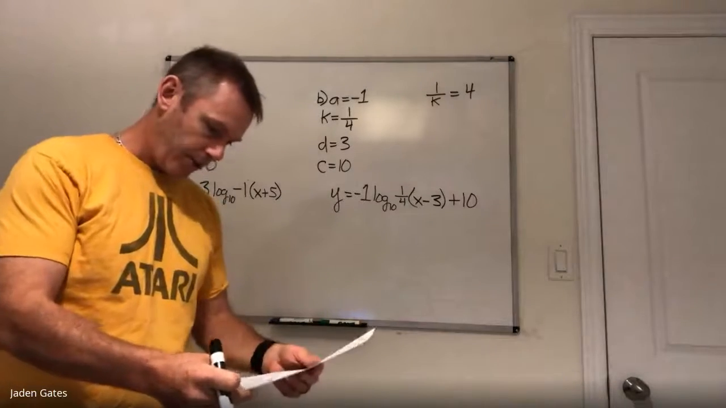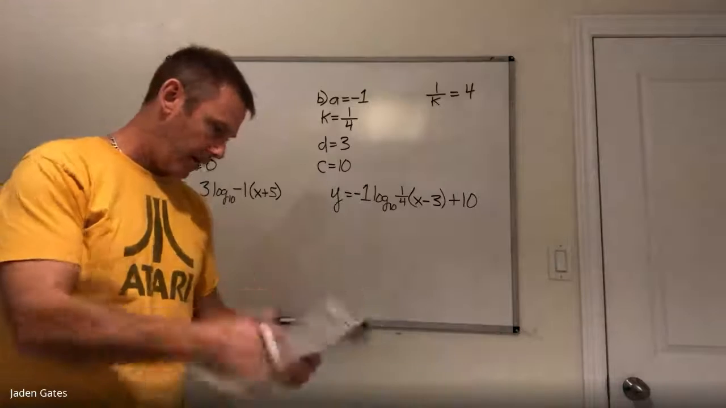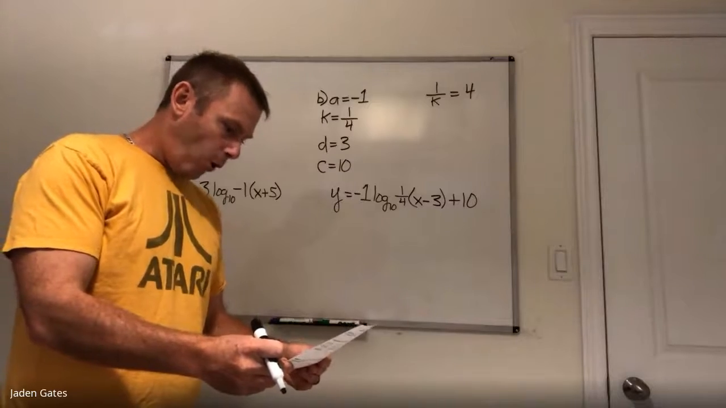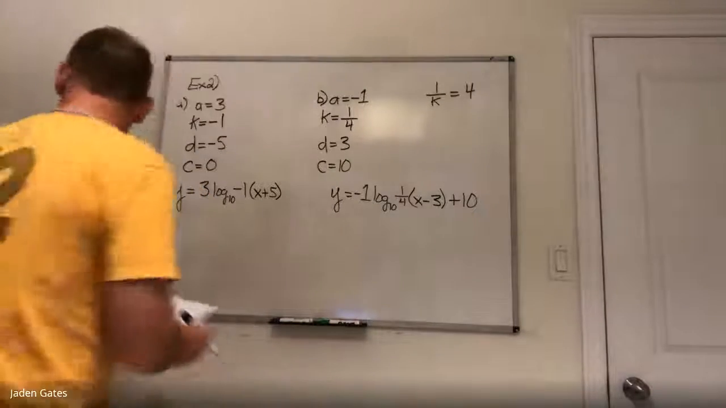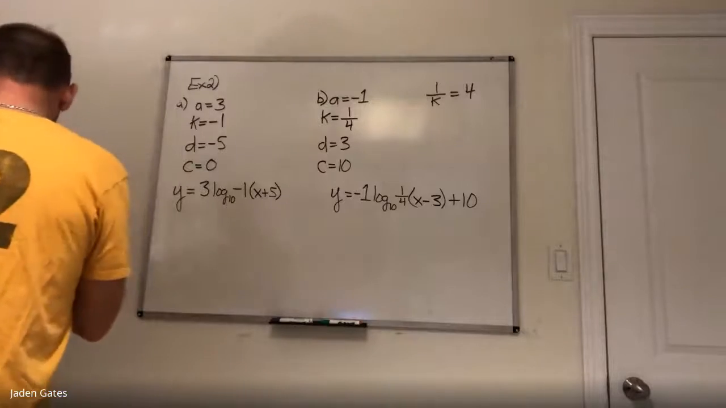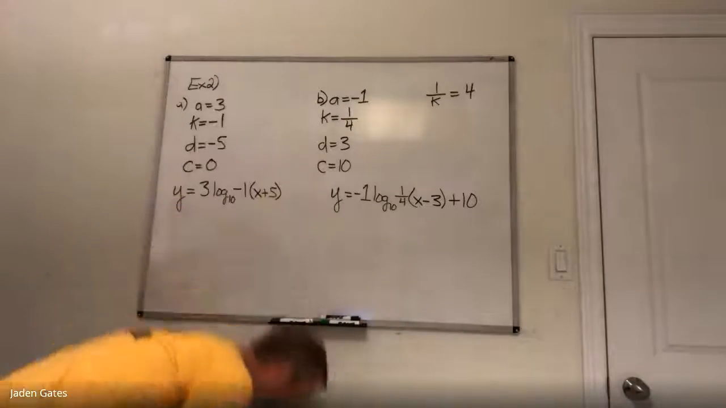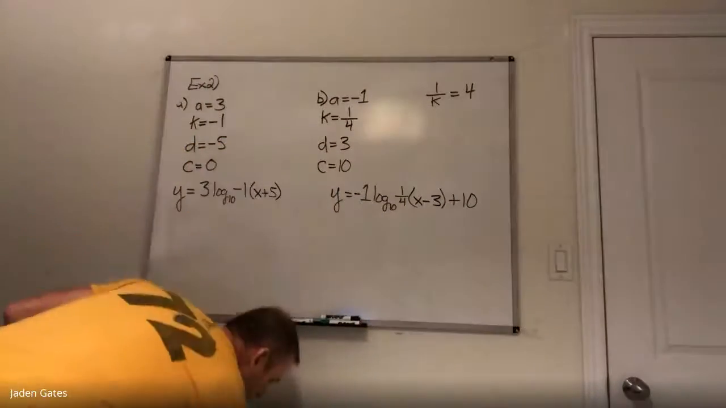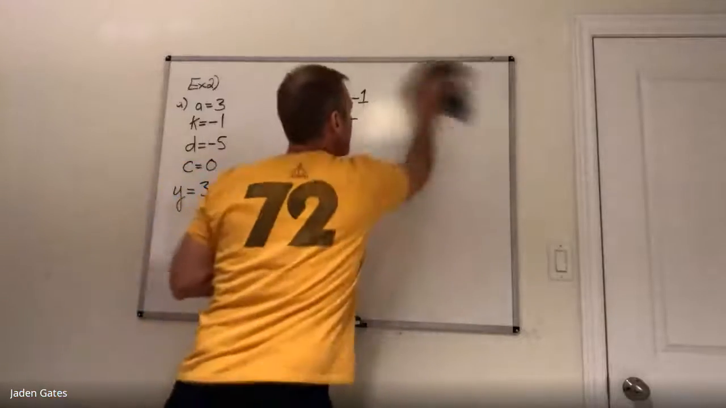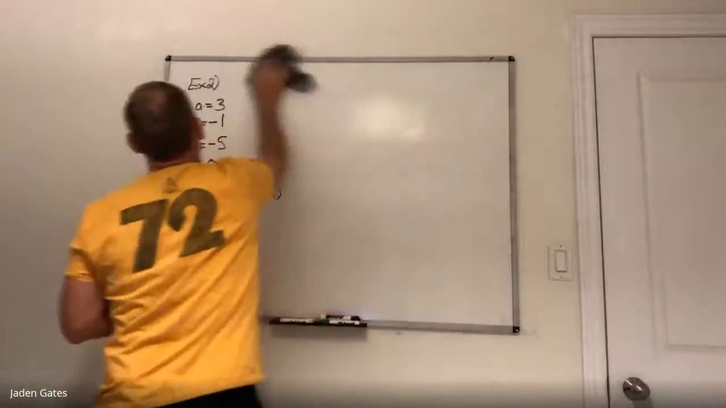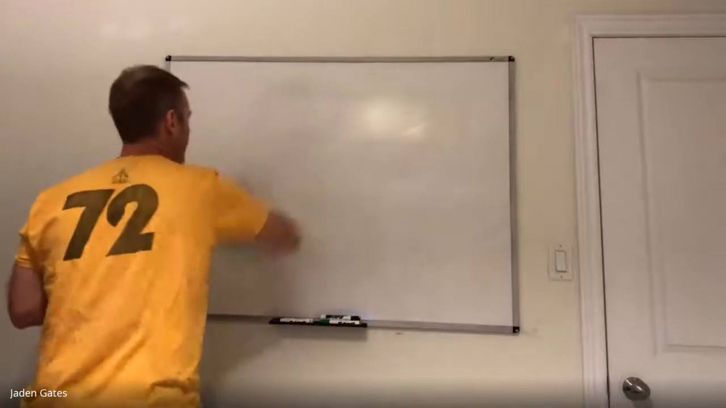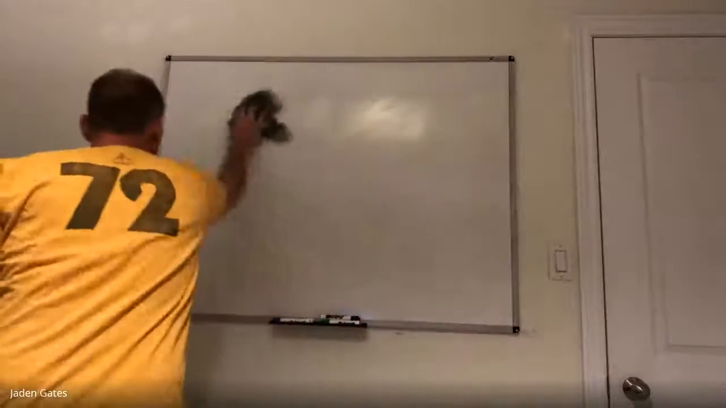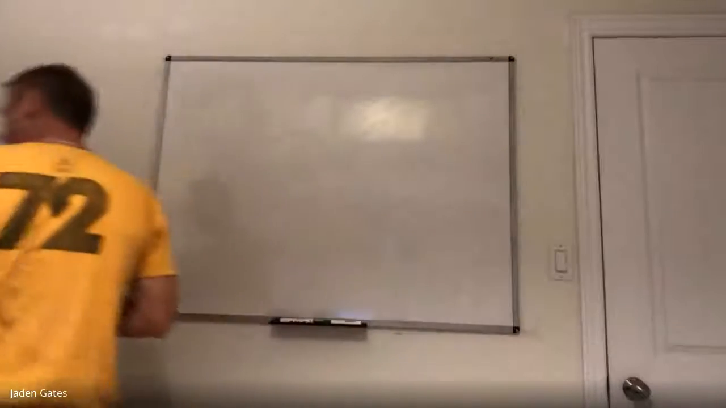All right, examples. Let's go with examples 4 and 6 for transformations. Okay, so 4 and 6. All right, so get rid of this stuff.